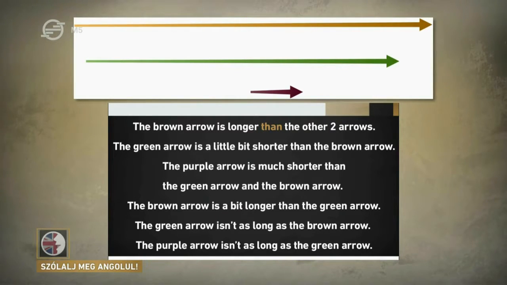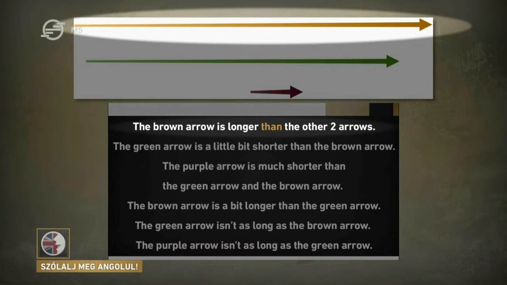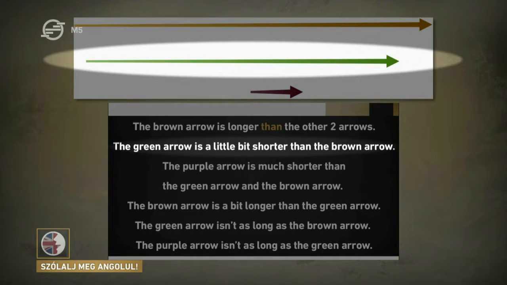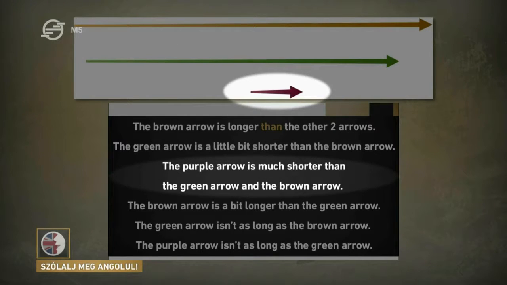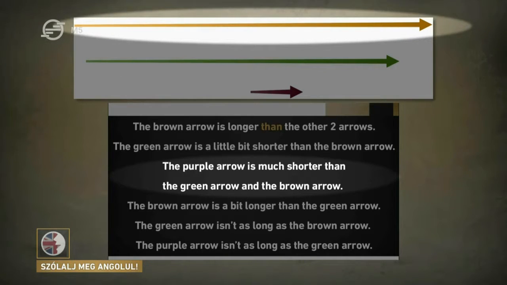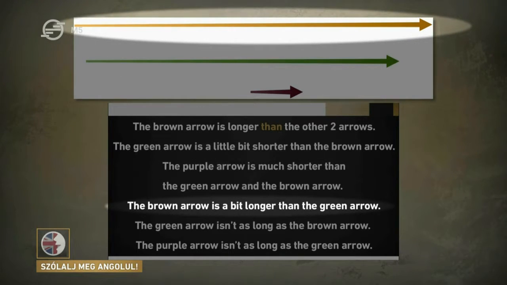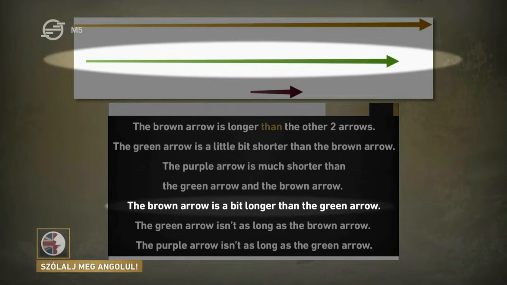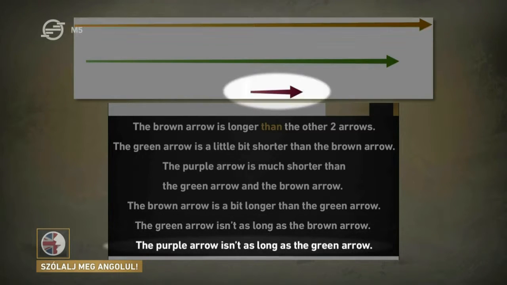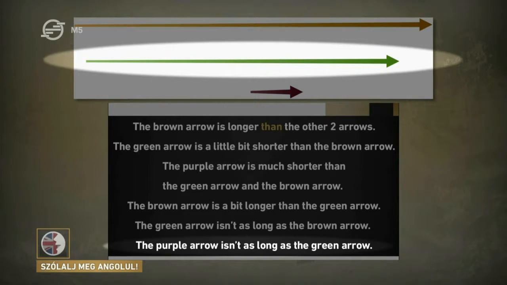Okay, so what can we say about these arrows? Well, the brown arrow is longer than the other two arrows. The green arrow is a little bit shorter than the brown arrow. The purple arrow is much shorter than the green arrow and the brown arrow. The brown arrow is a bit longer than the green arrow. The green arrow isn't as long as the brown arrow. The purple arrow isn't as long as the green arrow.